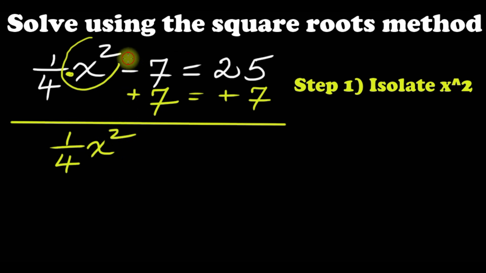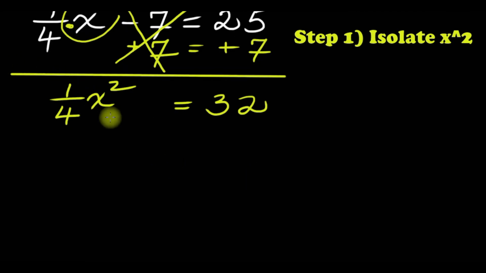And then negative 7 plus 7, they add up to 0. And then bring down the equal sign. And then 25 plus 7 is going to give you 32. So here we're not done with step 1 yet, because we're still trying to isolate the x squared.